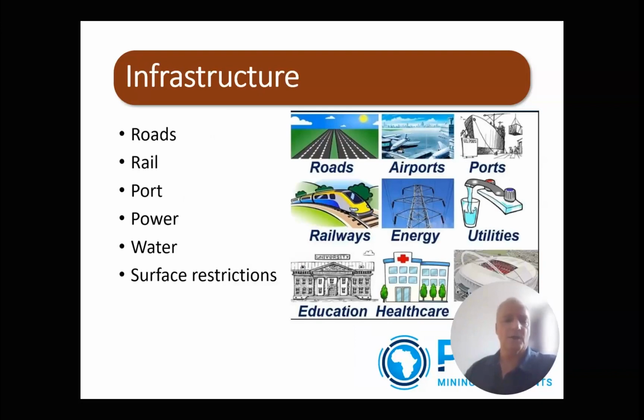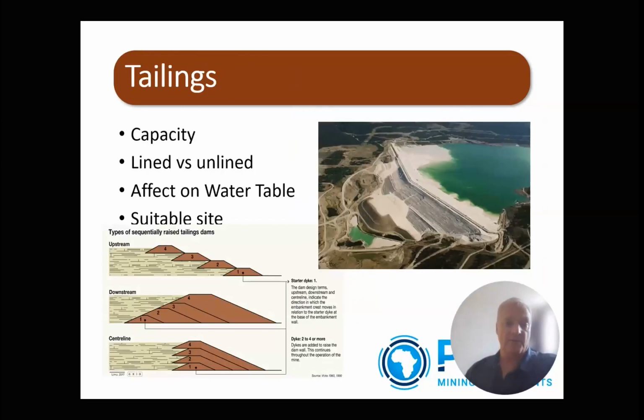Infrastructure, so roads, rail, ports, water, power, those are important depending upon the commodity. If you're looking at something like coal or iron ore or bauxite, things like ports become important, rail becomes important, having an idea what those are. And then the other one is surface restrictions. If you're having an open cast, and there's a village or some other aspect that would be a restriction, you need to know about it, and you might have to limit your declaration as a result.